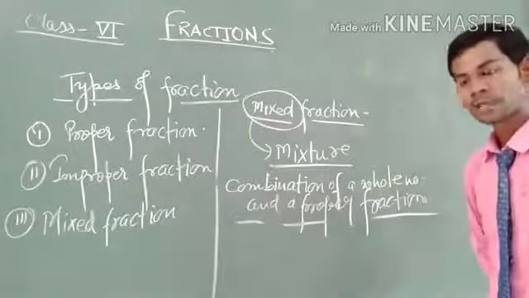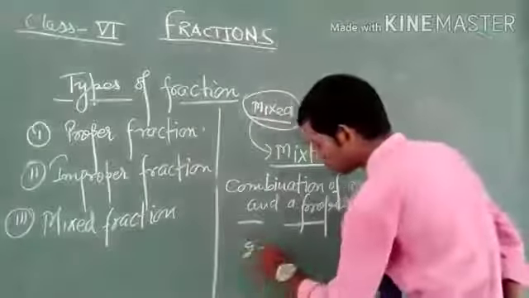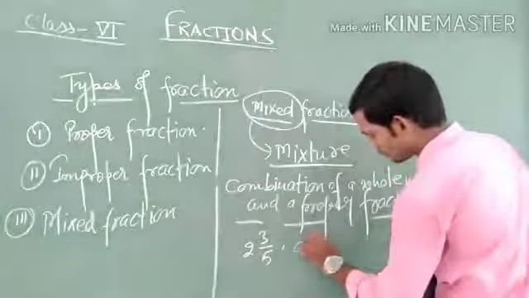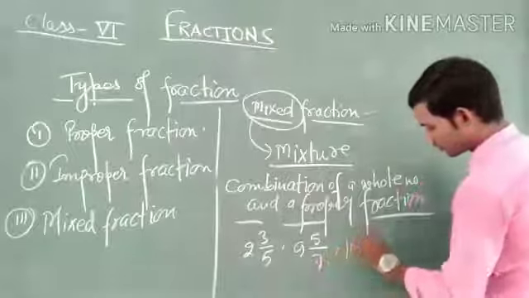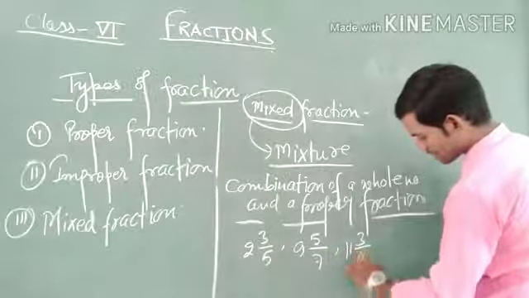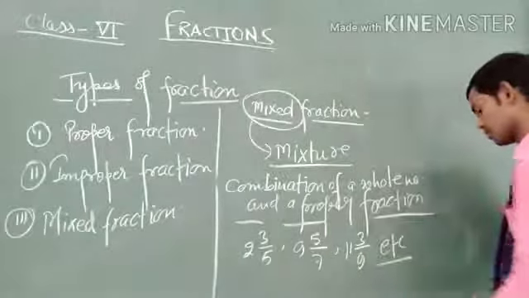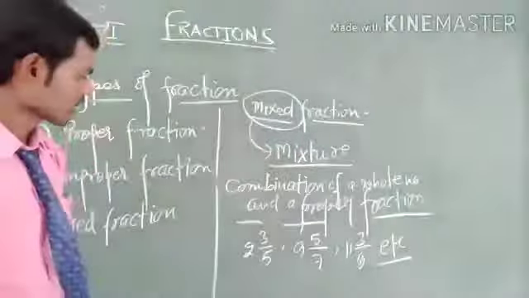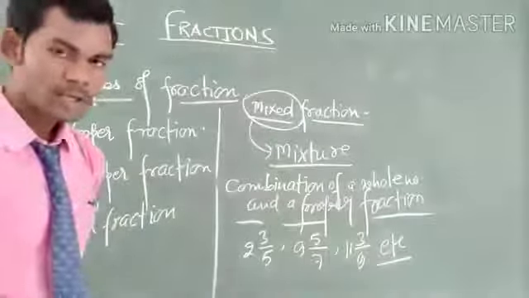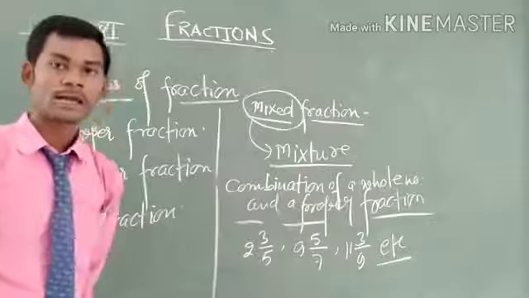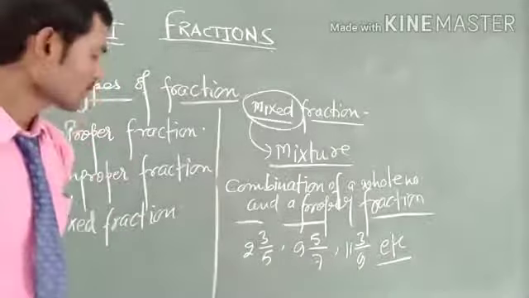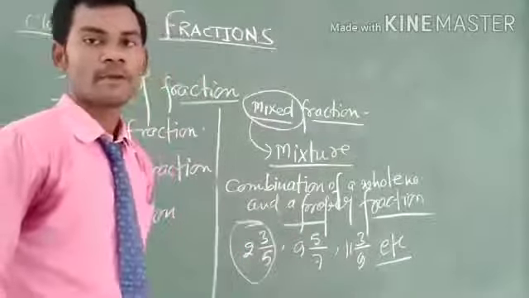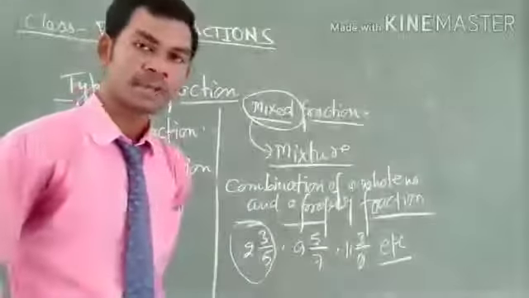And here we give the examples as 2 whole 3 upon 5, 9 whole 5 upon 7, 11 whole 3 upon 9, and so on. So these are the examples of mixed fractions, in which we have a whole number and a proper fraction. In these fractions we can see the combination of a whole number with a proper fraction. That's why they are known as mixed fractions.